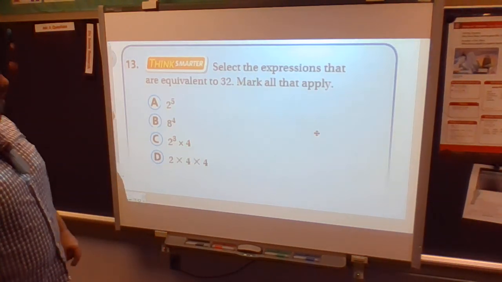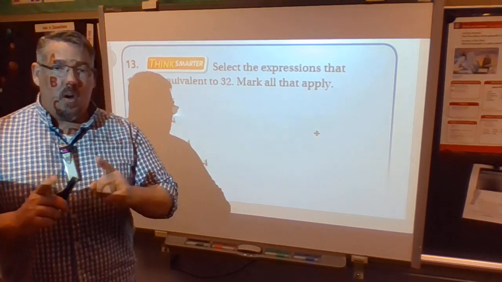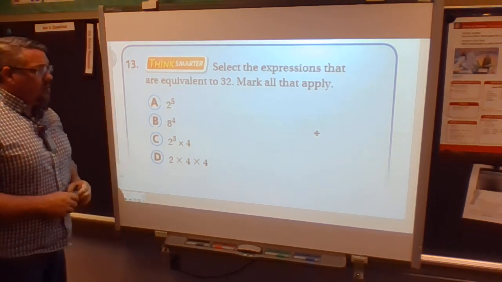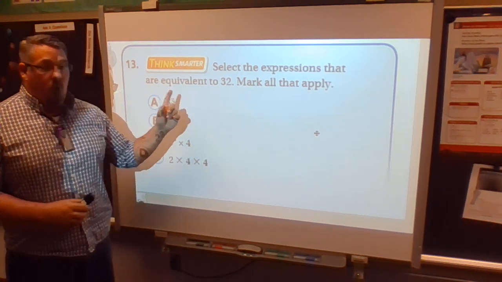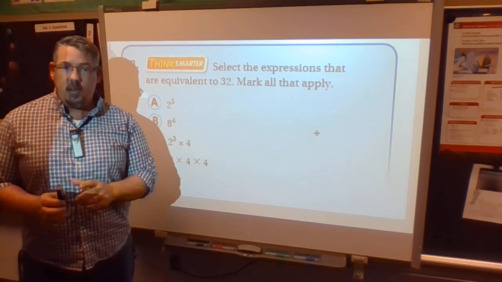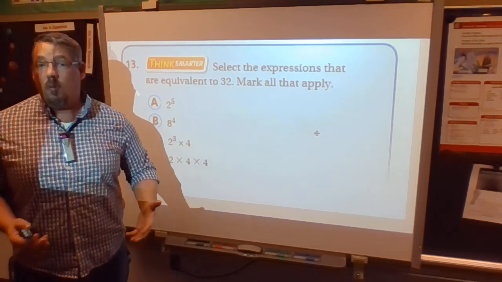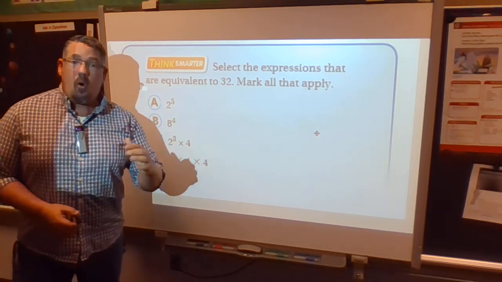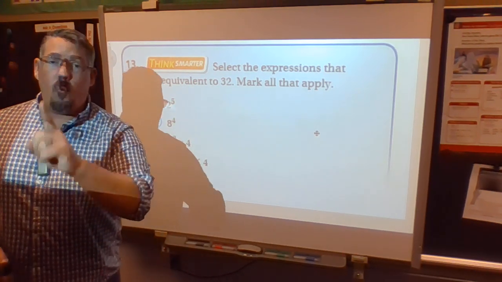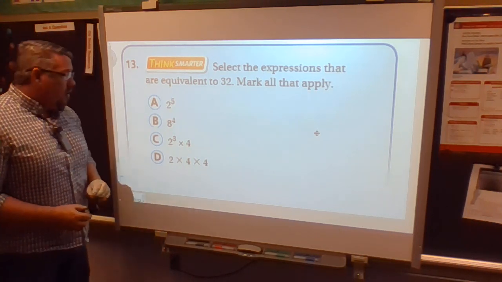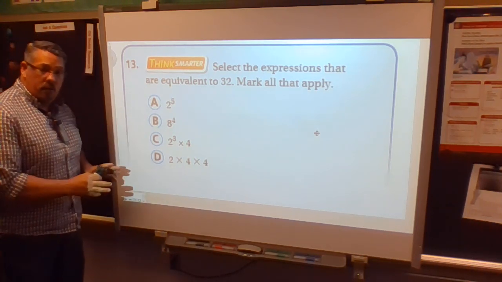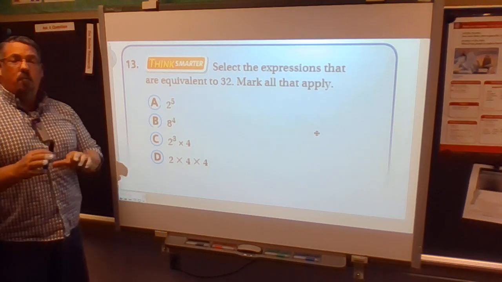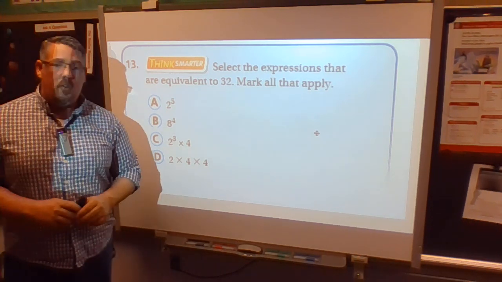All right, so this is the last one that I want you to do on your own. It says to select the expressions that are equivalent. Remember, equivalent, equa, means to be equal to. So it has to have the same value of 32. Mark all that apply, and I will tell you it's more than one answer. Okay? So I want you to mark all that apply, then come back to me and unpause the video and check to see how you did.